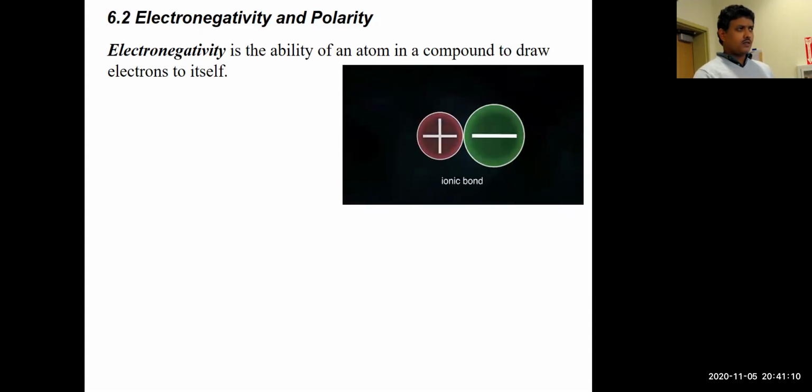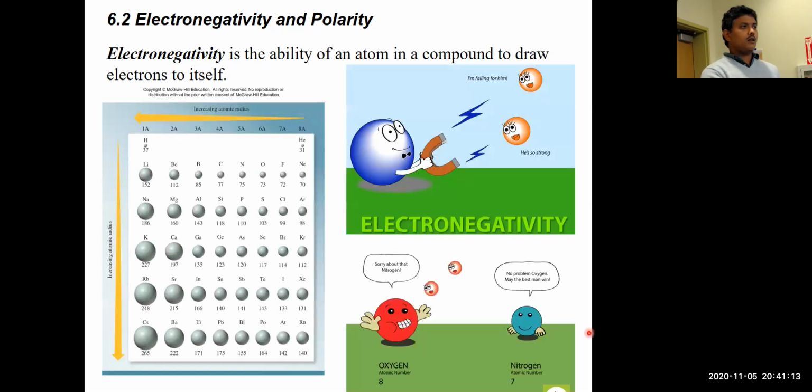Do we have any proof to say that chlorine is more electronegative than sodium? Let's see. In the same period 3, you have sodium on the left side and chlorine on the right side. Sodium is larger in atomic radius, 186 picometers, compared to chlorine at only 99 picometers. So chlorine is smaller in size, so it can attract the valence electrons so easily, or it can tightly bind its valence electrons so easily.